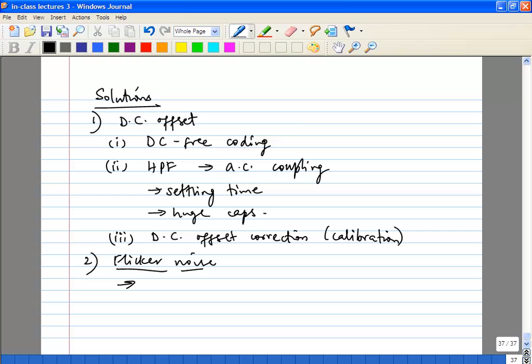Flicker noise, of course, the only way to deal with it is to increase the size of the devices. But obviously, the problem with this is the minute you increase device sizes, you'll need to burn more power to drive these devices. For example, if you increase the size of the mixer, you'll need to burn more power in the VCO path.